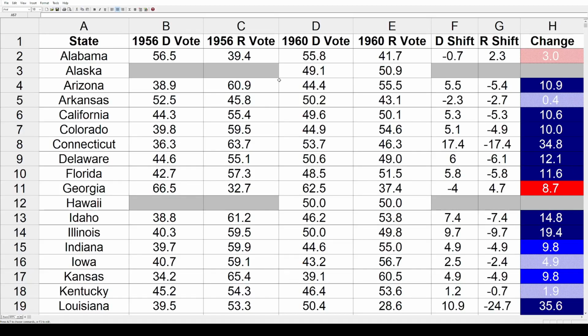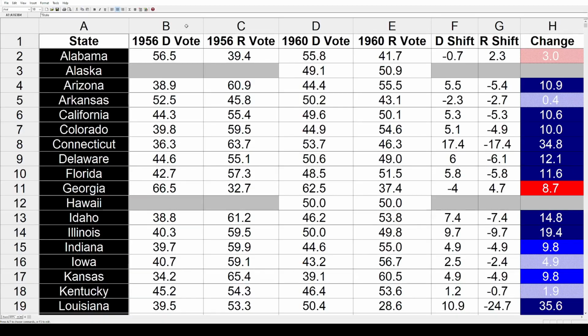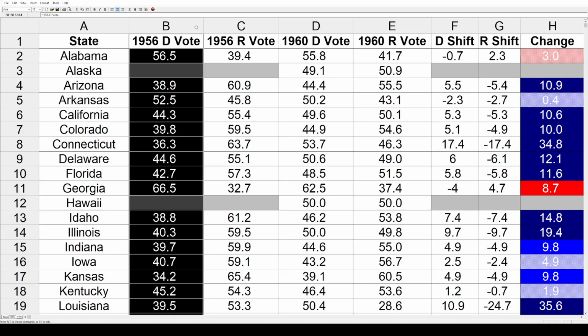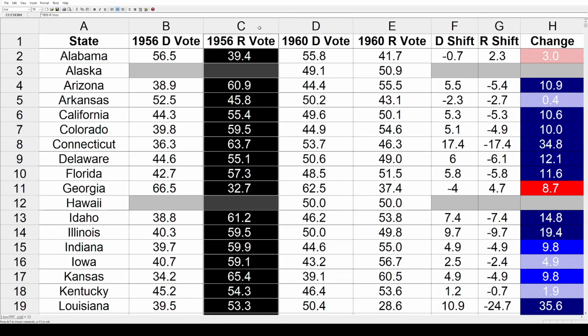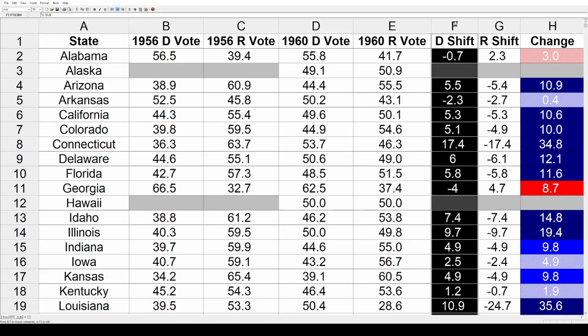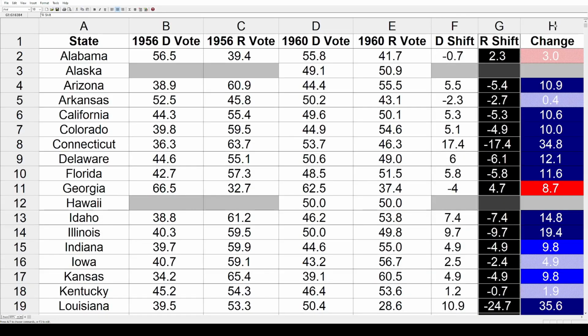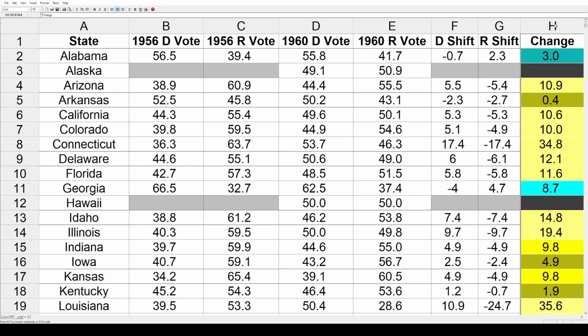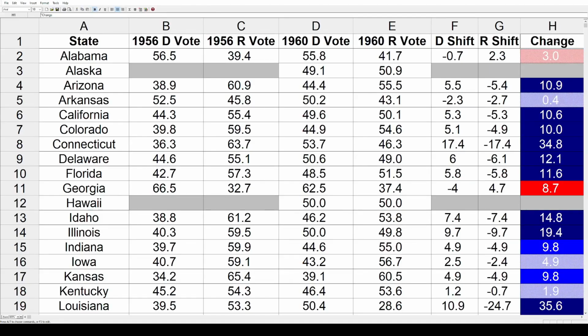Either you love it or you hate it, but we've got the states in the first column. We've got the 1956 Democratic vote, that is Stevenson, then the 1956 Republican vote, Eisenhower. The next column is the 1960 Democratic vote, Kennedy, the 1960 Republican vote, Nixon, then the Democratic shifts between those two elections, followed by the Republican shifts, and the last column, that's the net change between the two parties between the two elections. And I have the usual shading. The darkest colors are 10 or more point shifts. The lightest colors are under 5-point shifts, 3 levels of shading, and we can get started in Alabama.